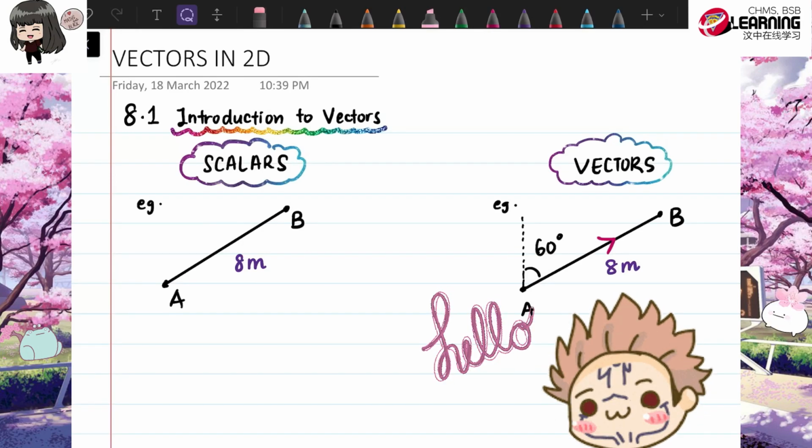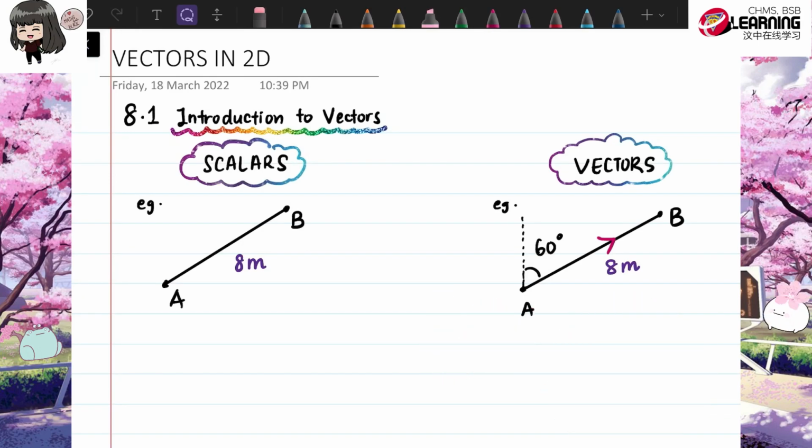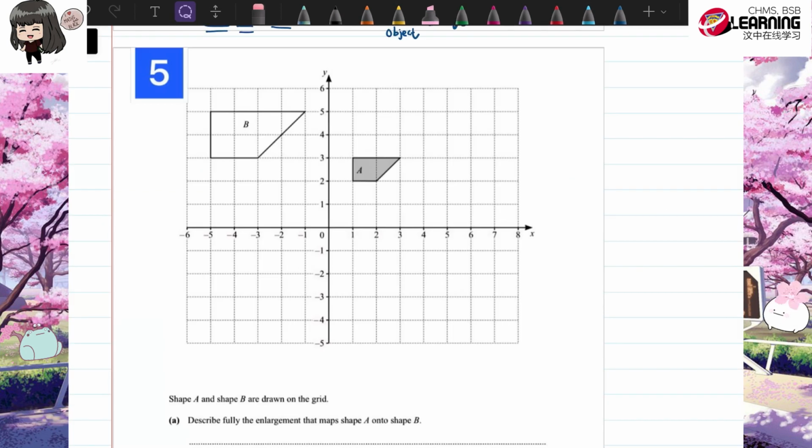Hello everyone! So today we will go to the new topic which is vector. Before that, let's check our homework first. Okay, so let's start from question number 5.